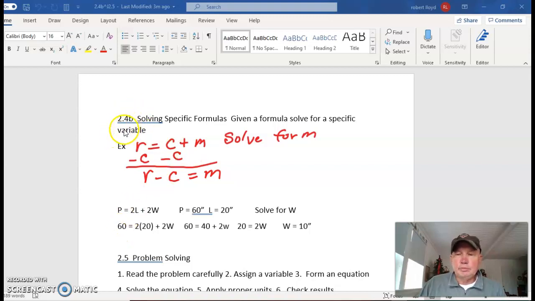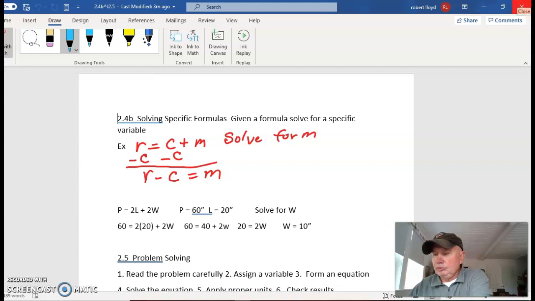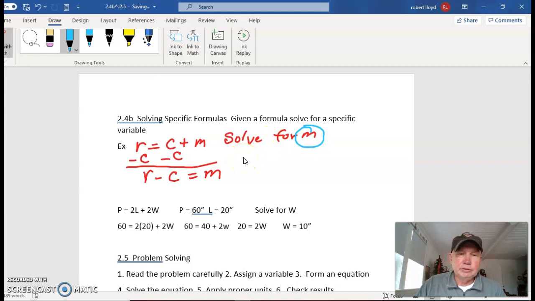Okay, this is 2.4b. This is the starting point going forward to test 2 on ALEKS, solving specific formulas. They're going to give you a formula, and then they're going to ask you to solve for a particular part of the equation. In the one that's given here, r equals c plus m, solve for the m. There are no numbers in this, but we don't need numbers.